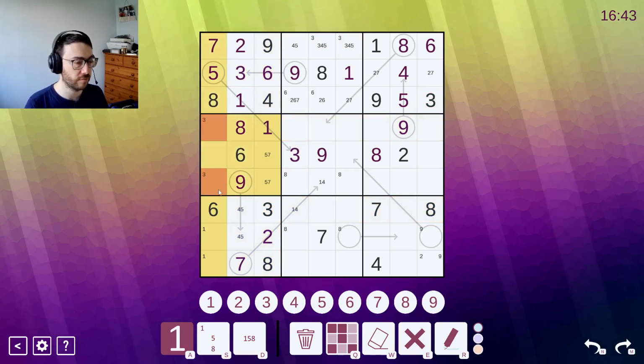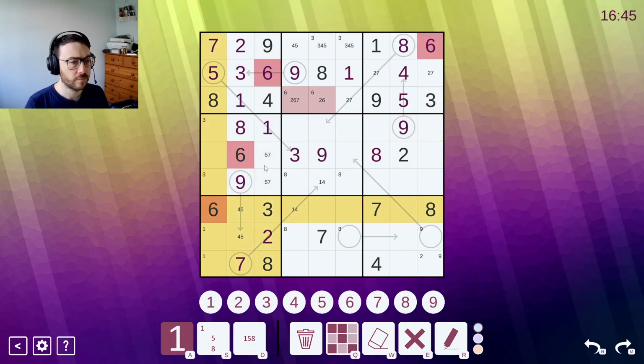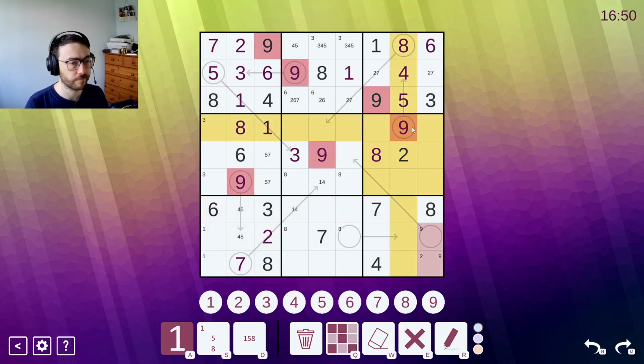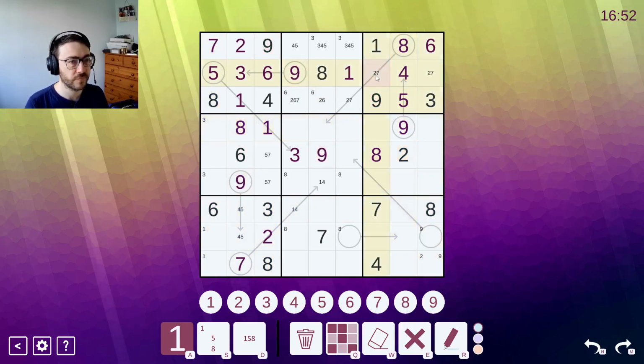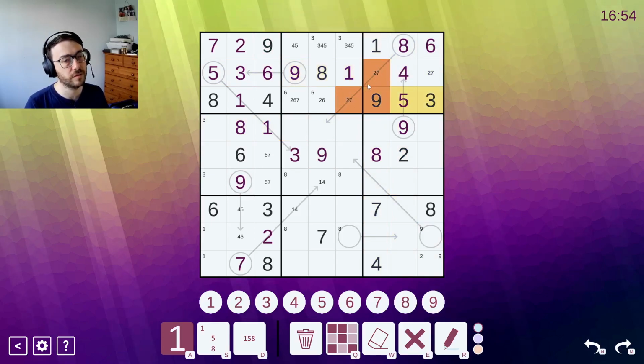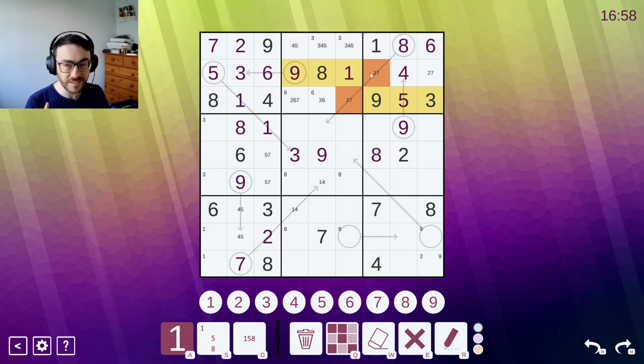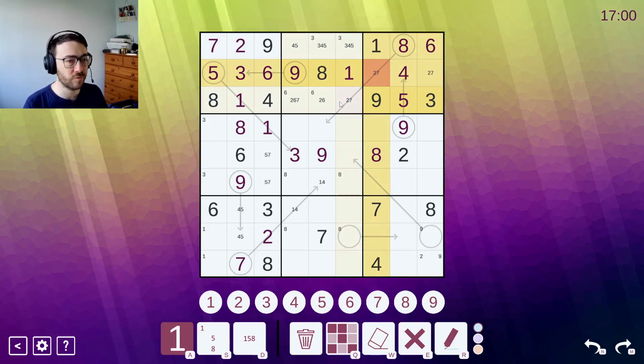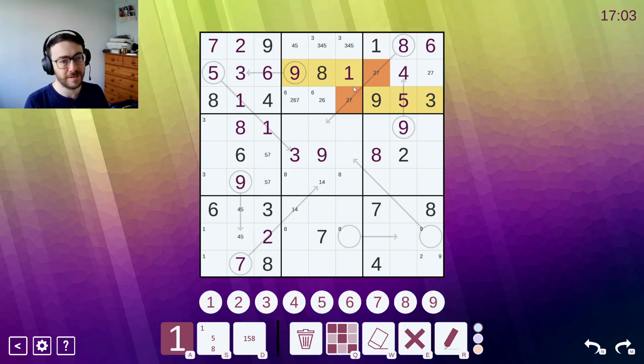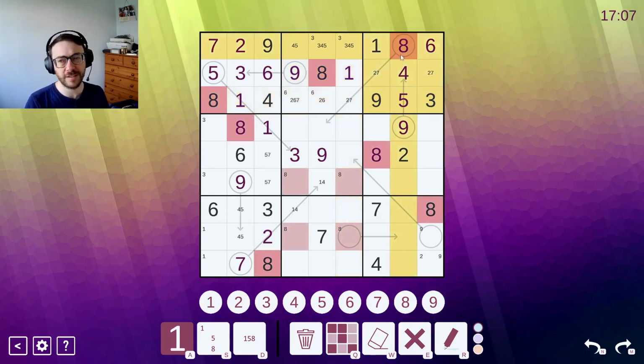3 is in one of these two cells. Oh, I was going to say... No, okay. I just got myself in trouble here. I thought these were a 2-7 pair. And I was like, wait, that doesn't work. That adds up to 9, and I've got 8 in there.